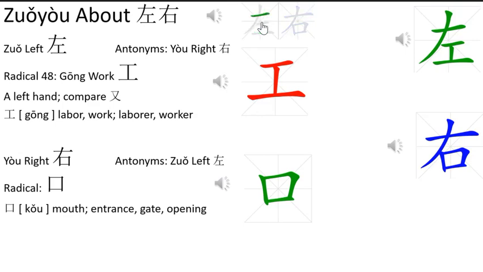左右 means about, from the word 左, which means left. And this has the right called yo. Yo means the right. Left and right become about. Interesting. Okay? Radical 48 is called gong. Gong at the bottom, and the left together become zuo. Yo means right, and that's kou, which means mouth.